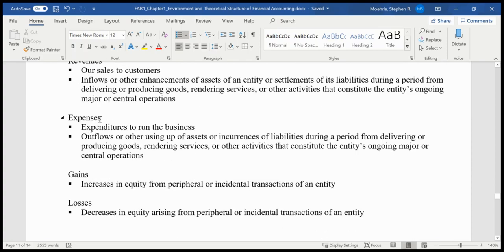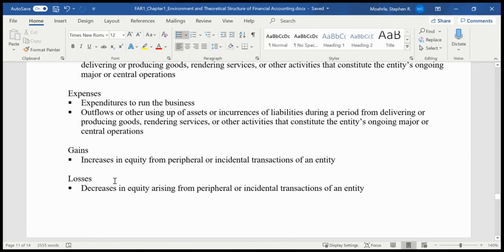Expenses. The expenses are the expenditures incurred by the business to run the business. More formally, it's outflows or other using up of assets or incurrences of liabilities during a period as a result of delivering or producing goods, rendering services, or other activities that constitute the entity's ongoing major or central operations.